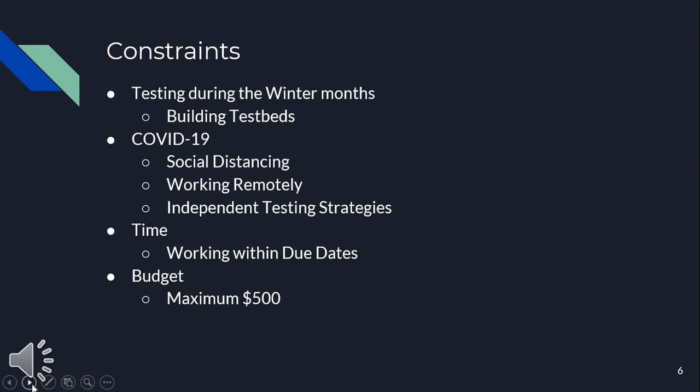Time is another constraint for us. We have a specific time this needs to be done for, so we can't be late. And we have a budget. Obviously, we can't spend unlimited money on this. We have set that for $500 after roughly estimating the cost of parts.